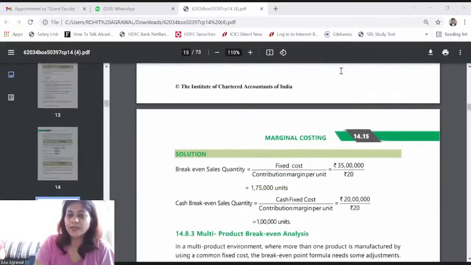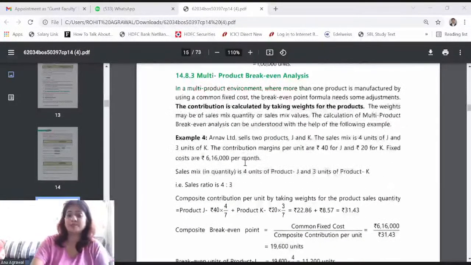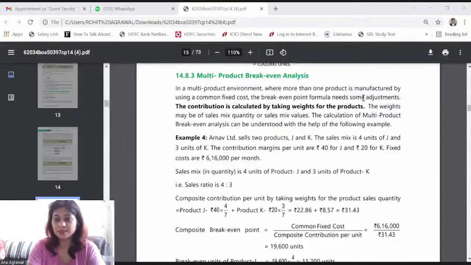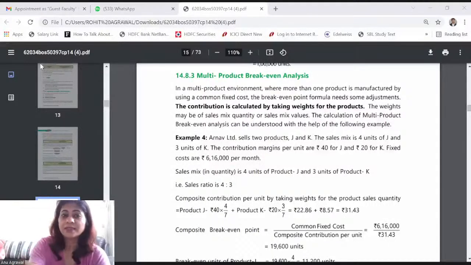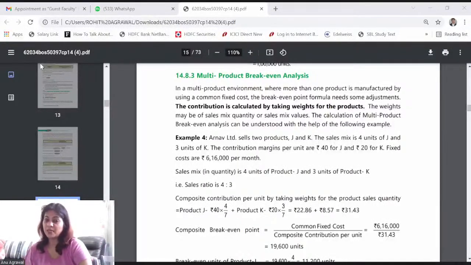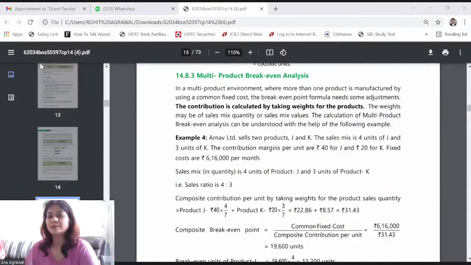So let's look at it. That's what they did. Then they said multi-product break-even point. Now, multi-product break-even point, what does that mean? Now, they say Arnav sells 2 products, J and K. Sale mix is 4 of J and 3 of K. That means every time I produce, I don't get only J. I get out with 4 units of J and I get out with 3 units of K. So what is the ratio between them? 4:3. Then they say the contribution is for J it is 40 and for K it is 20. Now fixed cost is 6,16,000 per month.